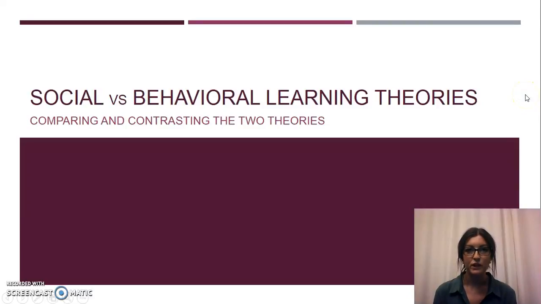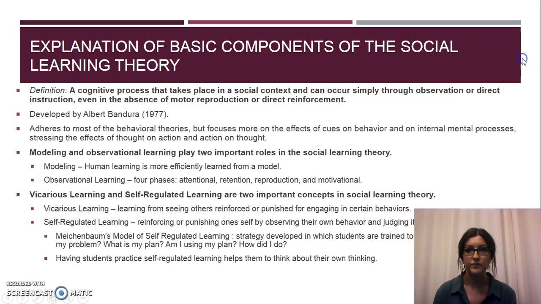This is project number 2 on social versus behavioral learning theories, comparing and contrasting the two theories. The basic components of the social learning theory is that it's a cognitive process that takes place in a social context and can occur simply through observation or direct instruction, even in the absence of motor reproduction or direct reinforcement. It is developed by Albert Bandura.